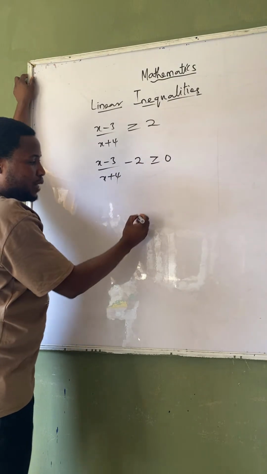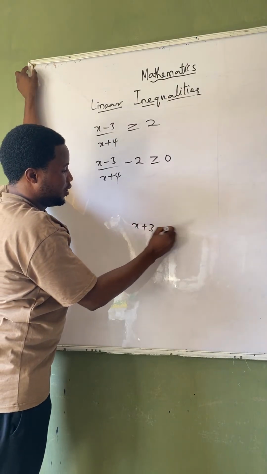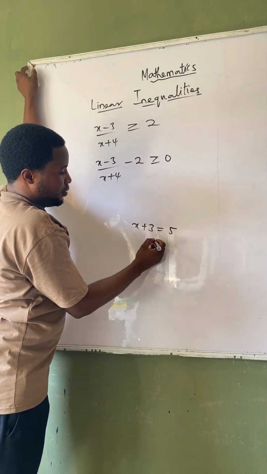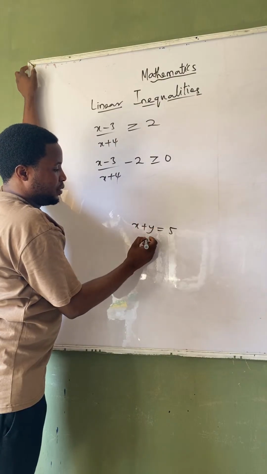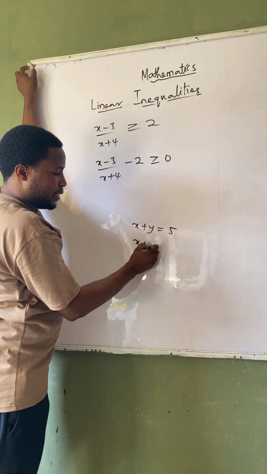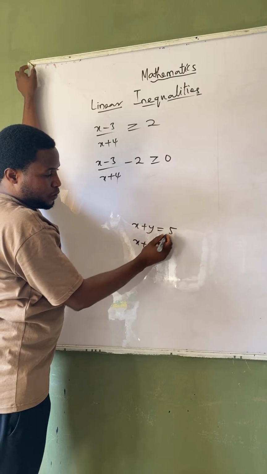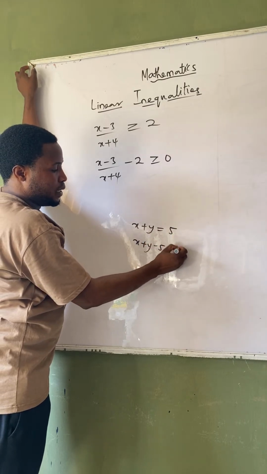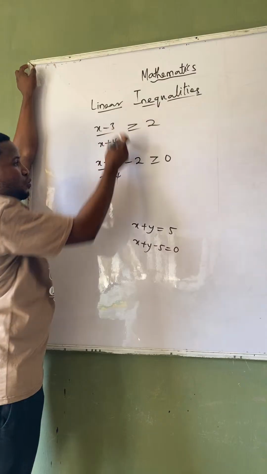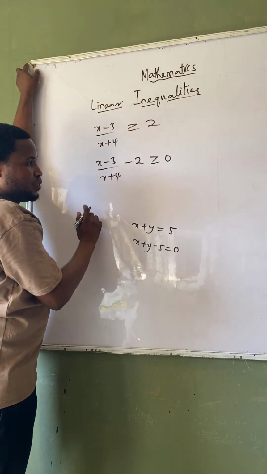This one will become 0. Look at it. If I have x plus 3 equals to 5, or let's say x plus y, now I can bring this 5 here, x plus y, then this 5 can come back and it's plus, come here become minus 5, then what is going to remain here? 0. So that's what I did. I brought this 2 back as minus 2, then equate it to 0.